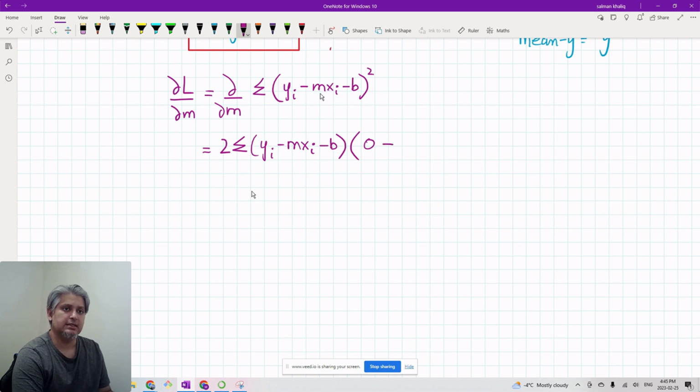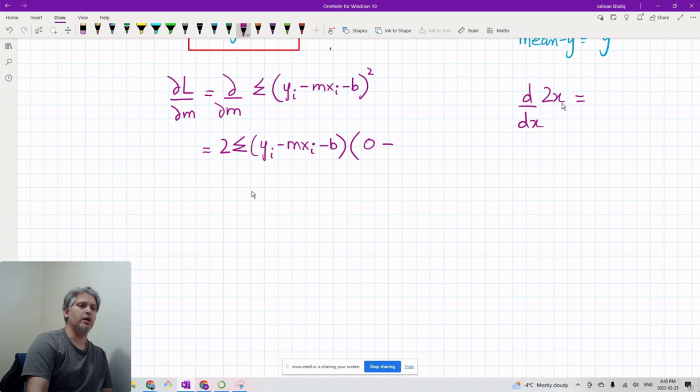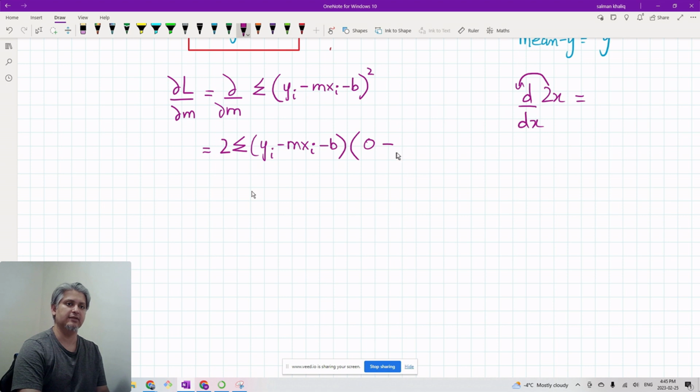Minus. This is m and xi is a constant. It's kind of like when you have 2x and you take the derivative with respect to x of 2x. Remember, derivative of x is 1, 1 times 2 is 2. So this 2 can be pulled out before you take the derivative of x. Similarly, here m is the variable and xi is the constant. Xi can be pulled out. Derivative of m is 1. 1 times xi is xi. And this negative sign remains as it is.